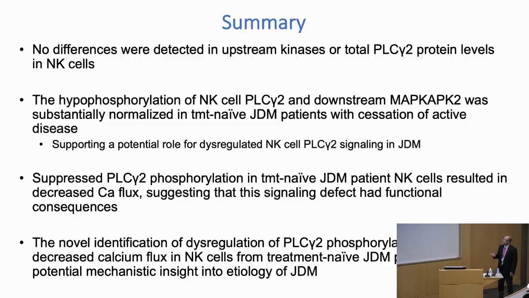This hyperphosphorylation in NK cell PLC gamma 2 and downstream MAPK2 was substantially normalized in JDM patients with cessation of active disease, supporting a potential role for dysregulated NK cell PLC gamma 2 signaling in juvenile dermatomyositis. And the suppressed PLC gamma 2 phosphorylation in treatment-naive patients resulted in decreased calcium flux, suggesting that the signaling defect had functional consequences. We believe this novel identification of dysregulated PLC gamma 2 phosphorylation and decreased calcium flux in NK cells from treatment-naive JDM patients provides potential mechanistic insight into the etiology of JDM.